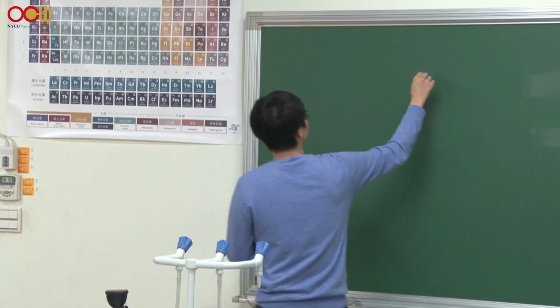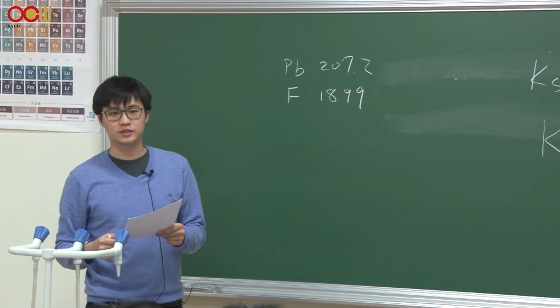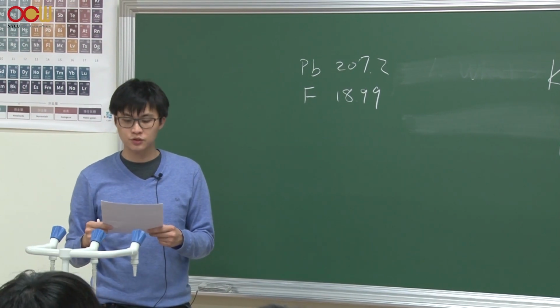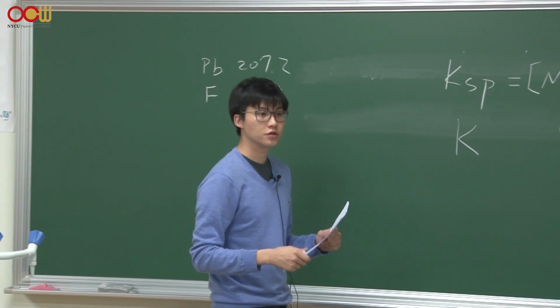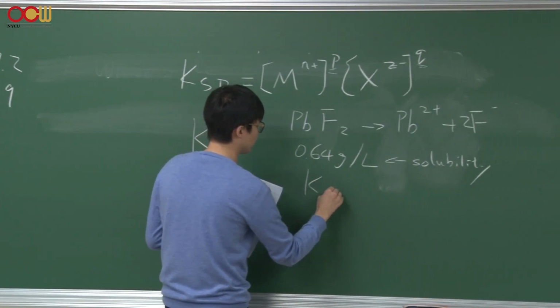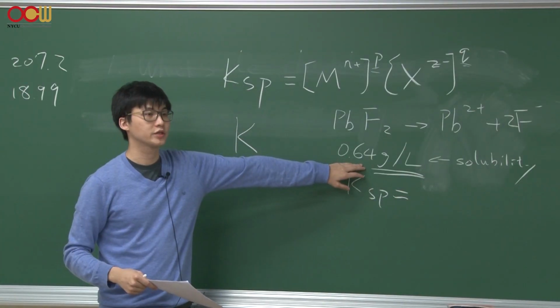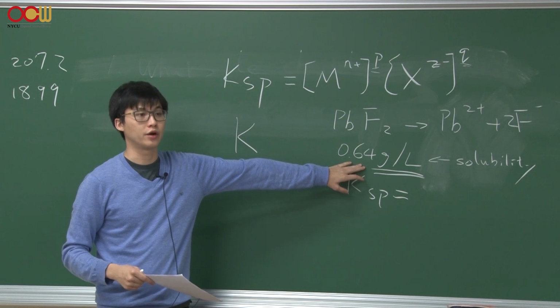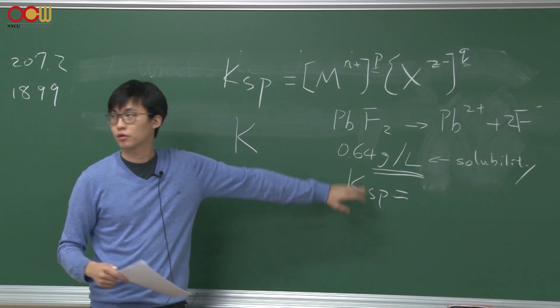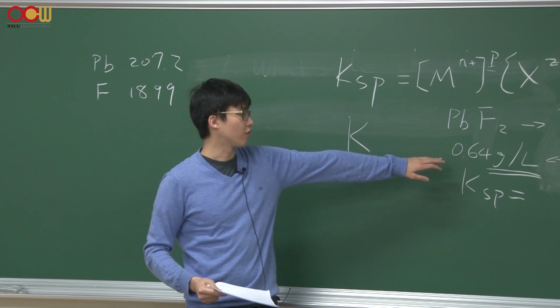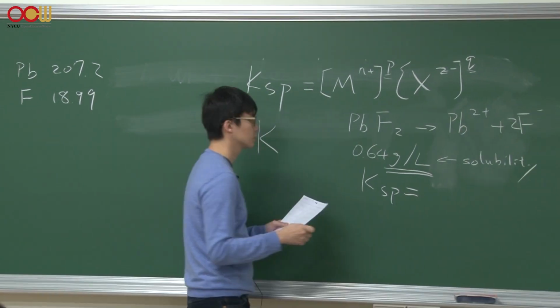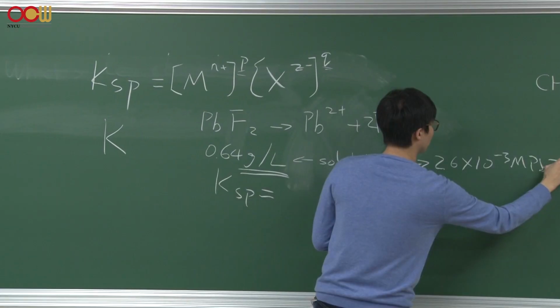Fluorine is 19. Okay, let's do a quick calculation. First you write down what KSP is equal to. Look at this unit. Most chemists will work with mole per liter, so you know what to do here, right? You get the formula weight, you can convert this to mole per liter. If you do the math, you will get this.